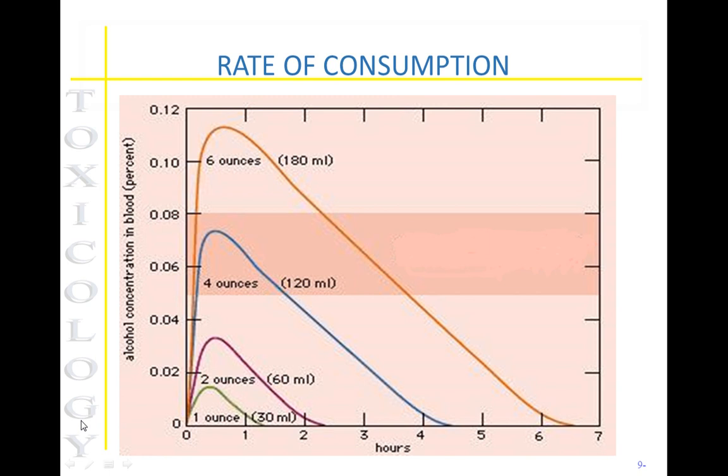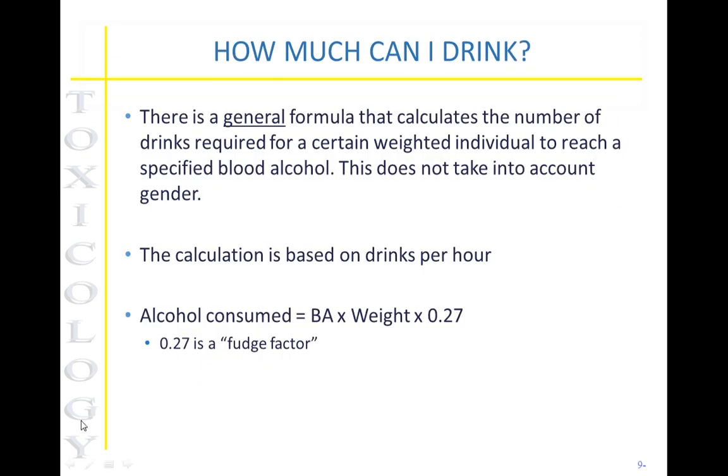This chart shows the percent alcohol over a time span for various amounts which may have been consumed. So how much can a person drink? There is a general formula that calculates the number of drinks required for a certain weighted individual to reach a specific blood alcohol. However, this does not take into account the gender. The equation is based on the drinks per hour, and this is based on 1 ounce per drink.